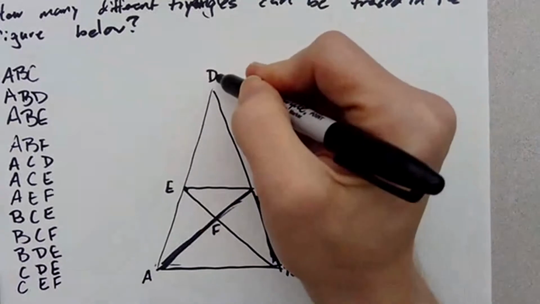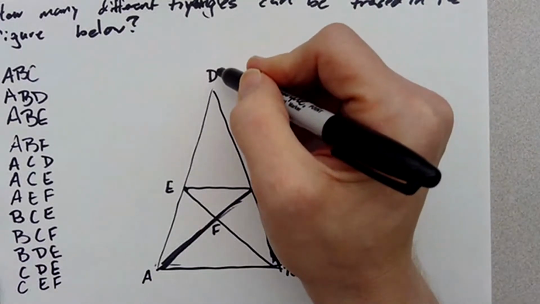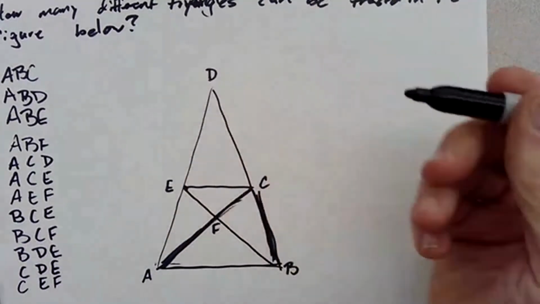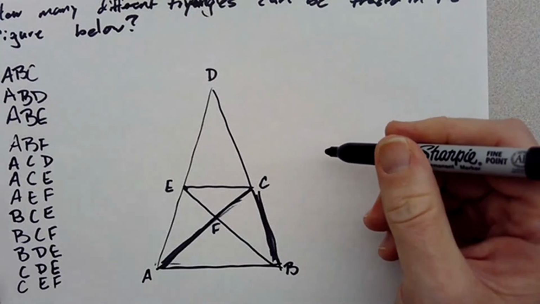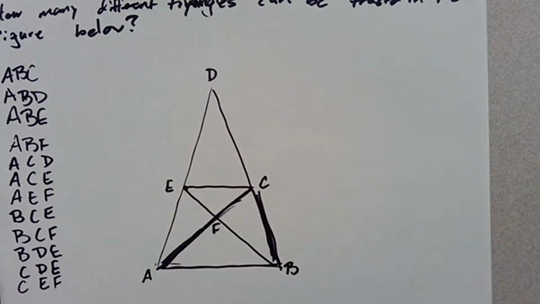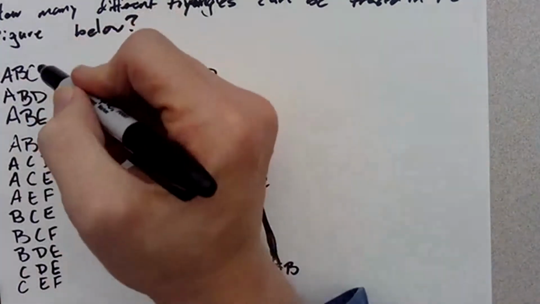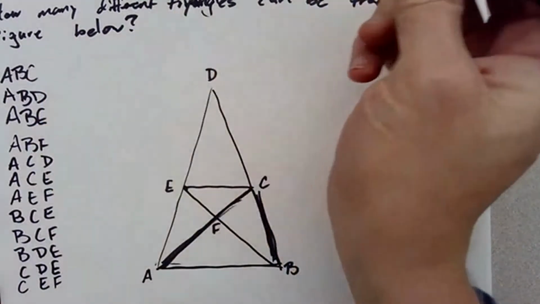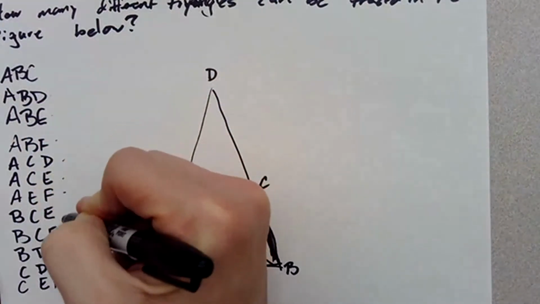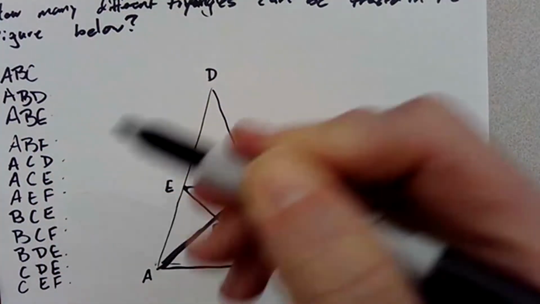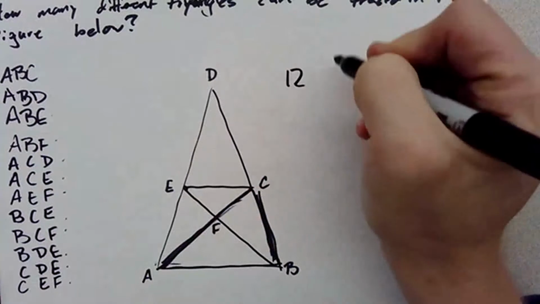Now, I can move on to D, but there is no triangle I can make with D, E, and F because there's no triangle I can make with D and F. That means that this is the complete list because we don't have a connection between those three final points. Okay, so we just count the different triangles, 1, 2, 3, 4, 5, 6, 7, 8, 9, 10, 11, 12. There are 12 different triangles.